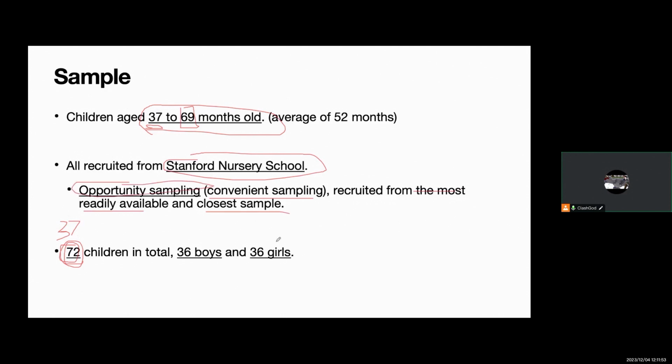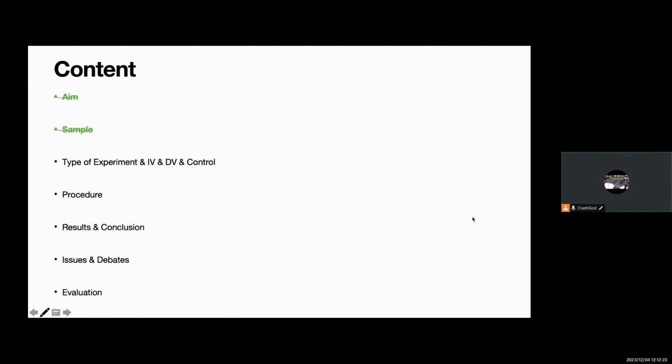And there are some benefits and disadvantages of opportunity sampling. Opportunity sampling, Stanford Nursery School, 37 to 69 months old. And there's 72 children in total with 36 boys and 36 girls. And you'll see why they set it up like this, even number of 72 later on. So just 72, 36 boys, 36 girls, half. Okay, so that's the sample. Okay, we got 2 done. We still have 2 to go.